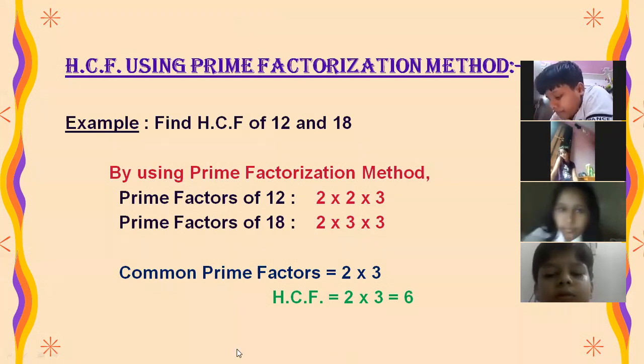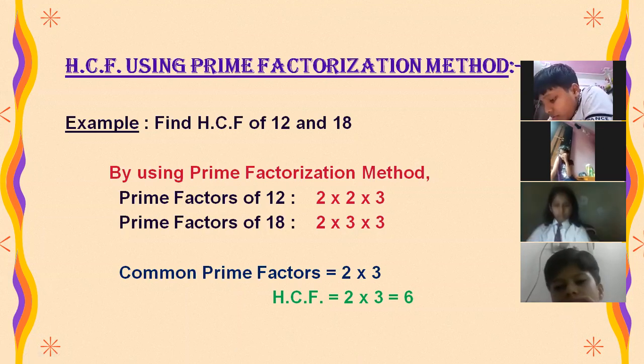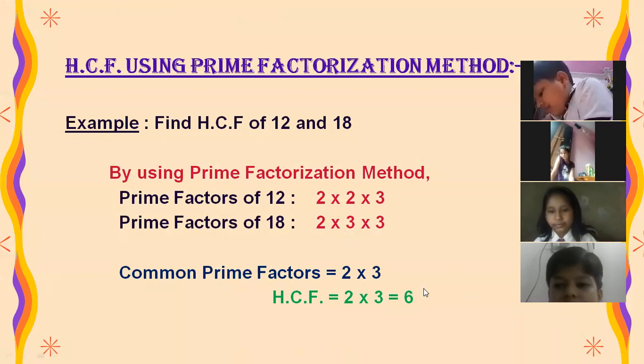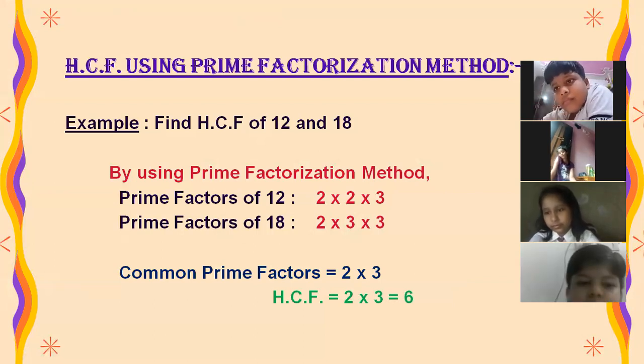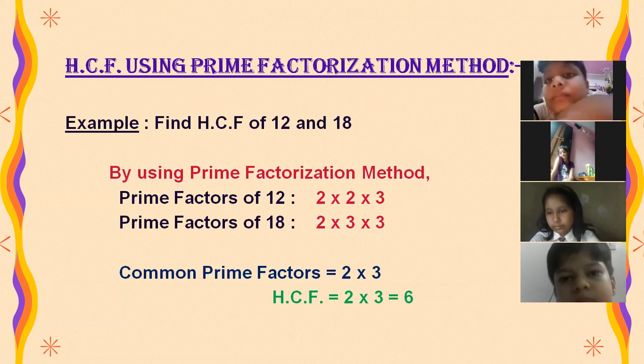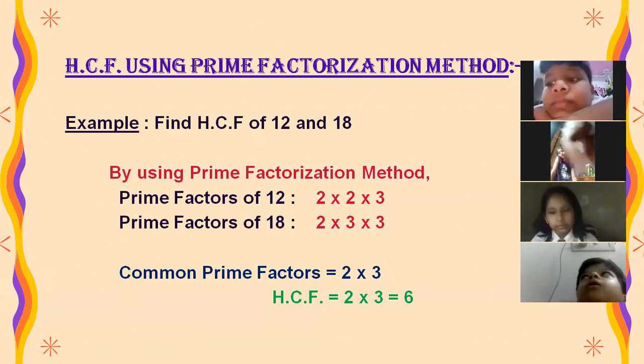So here we can write down the common prime factors as 2 multiplied by 3. And when we are going to find out the HCF, that is the highest common factor, we can multiply both the terms, and the answer is 6. Is it clear? Yes, ma'am. So it means you have to find out the prime factors first of all. Then we find out the common prime factors, and then we can find out the HCF. I hope all the steps from both the methods are clear to you. Yes, ma'am.